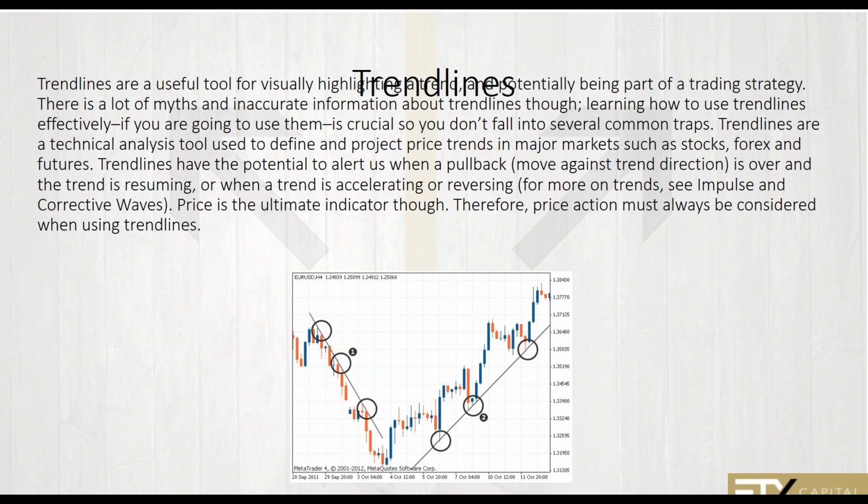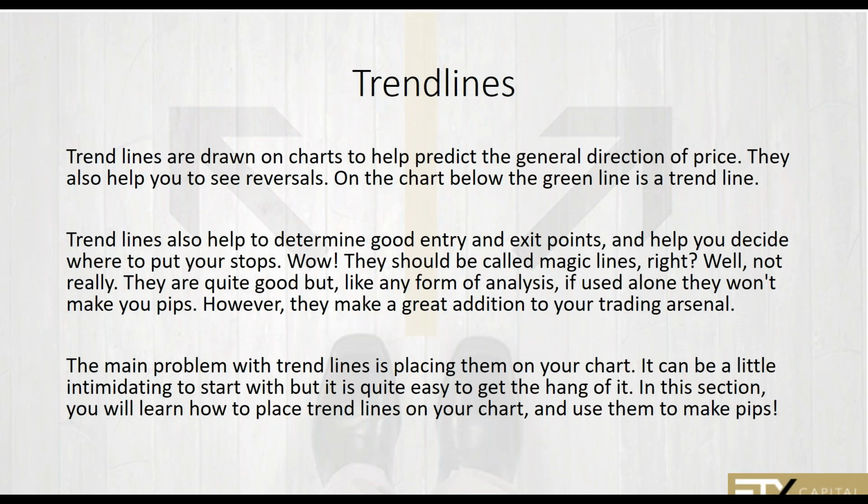Price is the ultimate indicator, though. Therefore, price action must always be considered when using trend lines. Now, trend lines are drawn on charts to help predict the general direction of price. They also help you see reversals. Trend lines also help you determine good entry and exit points and will help you decide where to put your stops. Wow, they sound like magic lines, right? Well, not really. They are quite good, but like any other form of analysis, if used alone, they won't make you many pips. However, they are a great addition to your trading arsenal.